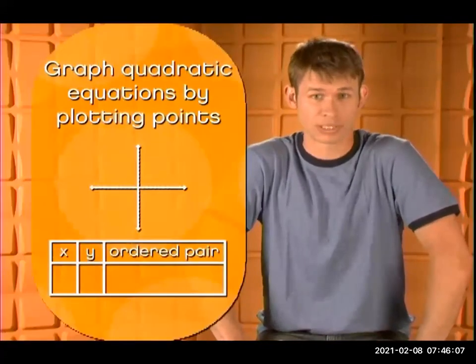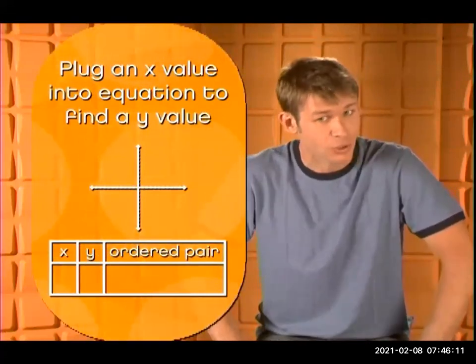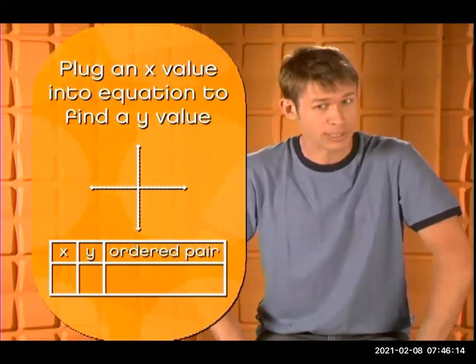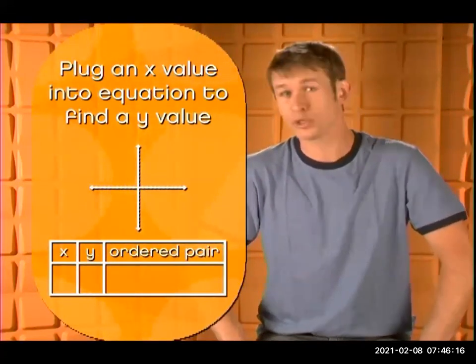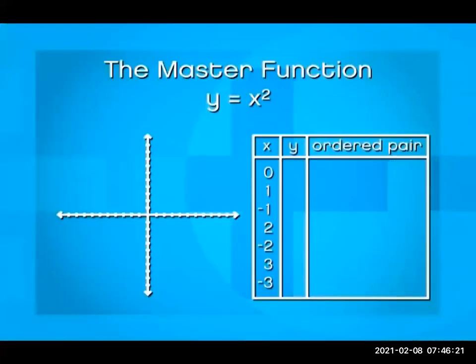One of the simplest ways to graph an equation is to plot points. Plug in an x value, run it through the equation to find the y value. Then take our x and y points and plot them on the graph. If we do that enough times, our parabola will begin to take shape. Okay, let's give it a shot. Here are some x values we'll use: 0, 1, -1, 2, -2, 3, and -3. That should work. We'll plug each x value into the master function to find the corresponding y value.